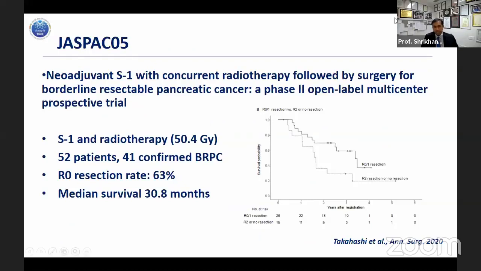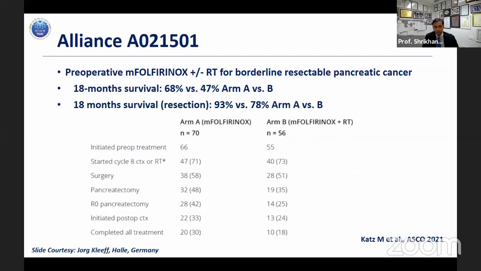Then we have the JASPAC trial, just out in 2020 in Annals of Surgery. Neoadjuvant S1 with concurrent radiotherapy followed by surgery for BRPC. It's a phase 2 study. S1 and radiotherapy, full dose, 52 patients, 41 of them with confirmed BRPC, 63% R0 rate, a median survival which is very encouraging, as you can see, of 30.8 months in this study from Japan.